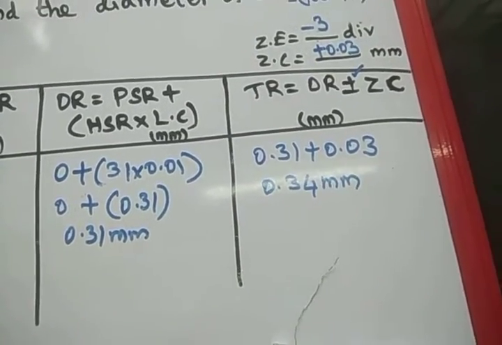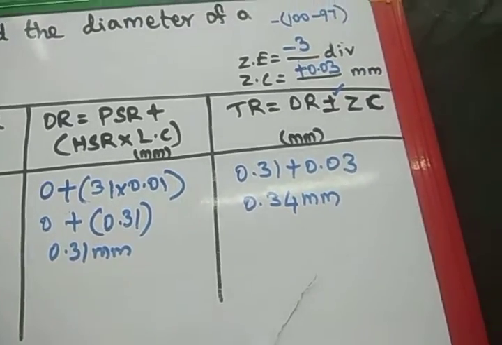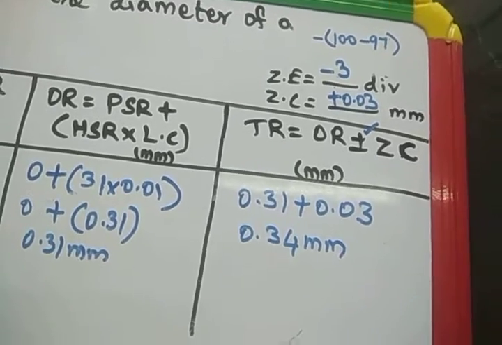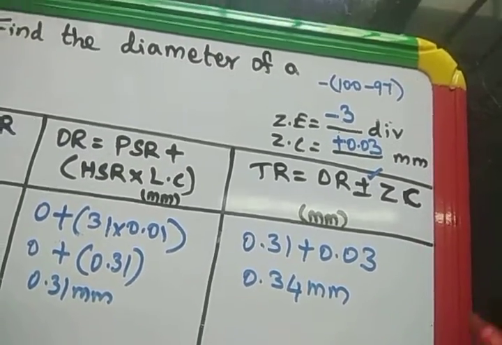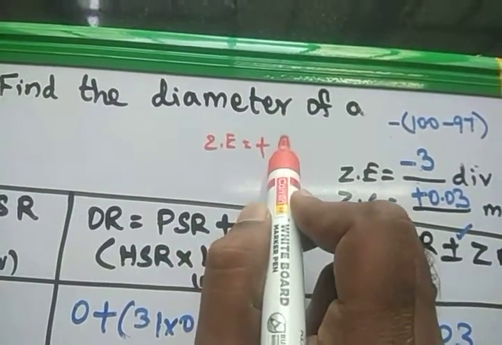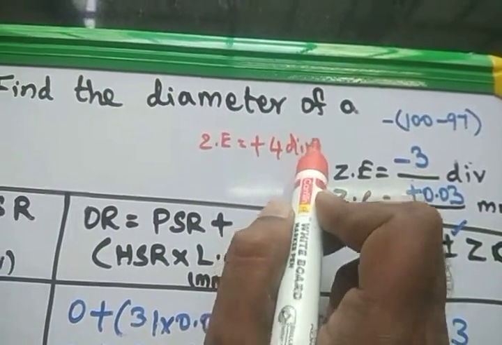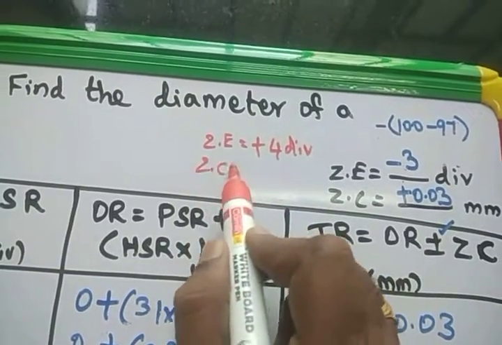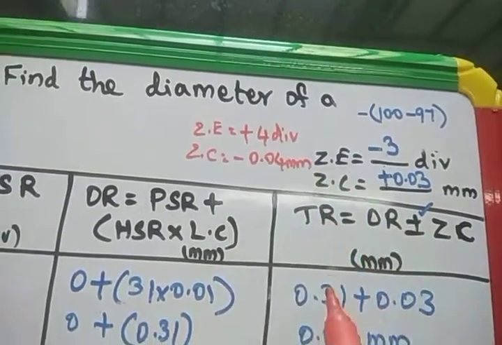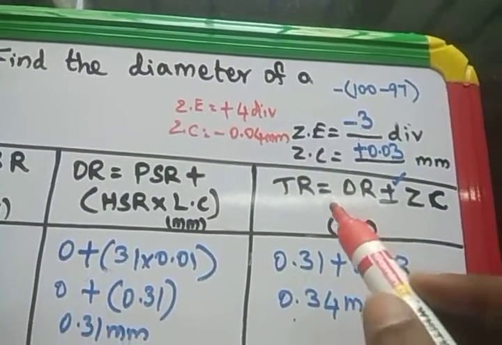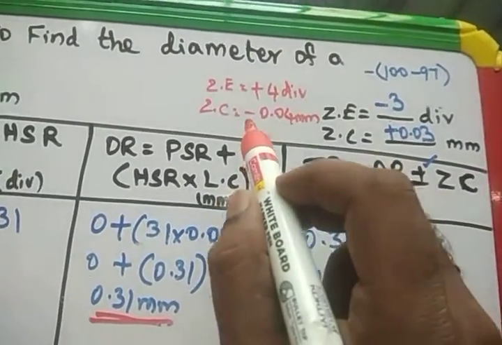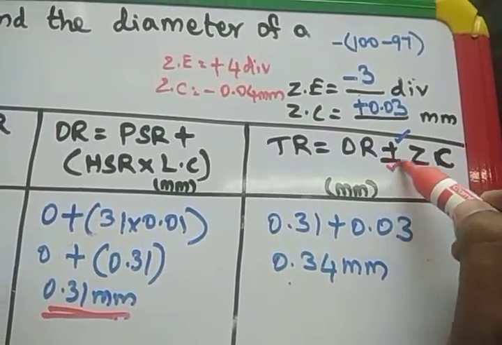Now I will explain, if in your examination I give a screw gauge to you and your screw gauge has a positive error. If the zero error is a positive error of 4 divisions, what you have to do? The zero correction is minus 0.04 mm, that is multiplied with the least count. So plus will become minus. Then in the observed reading, you have to subtract.